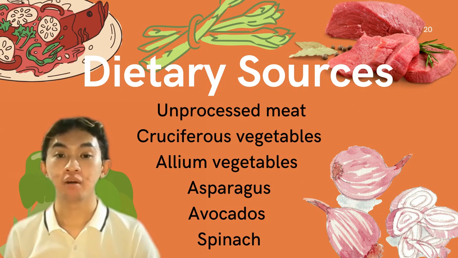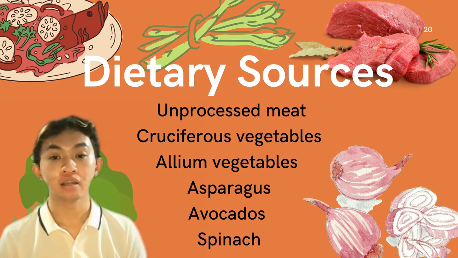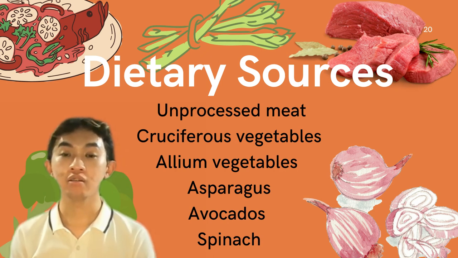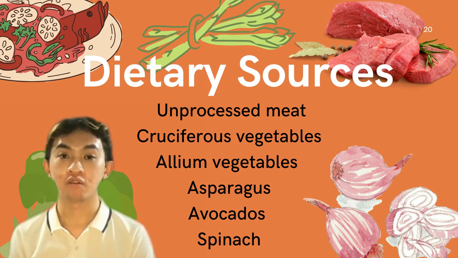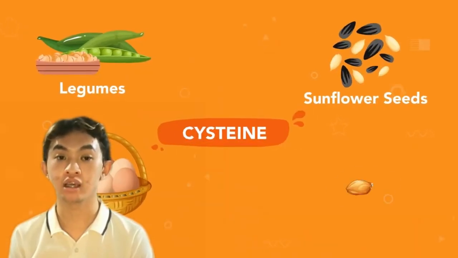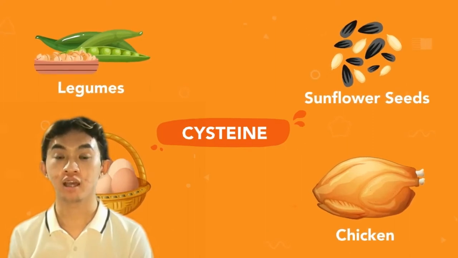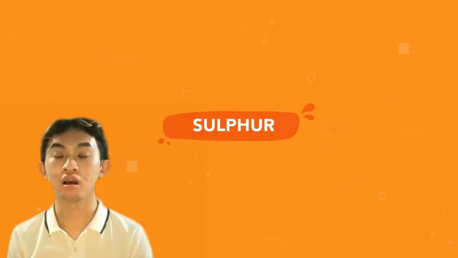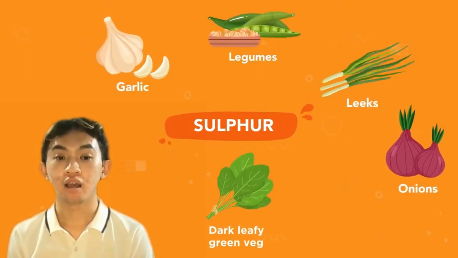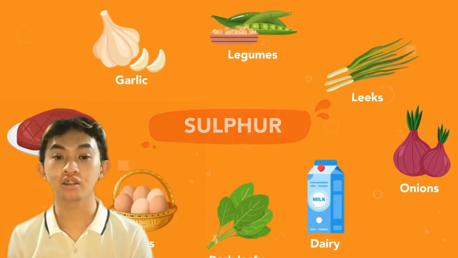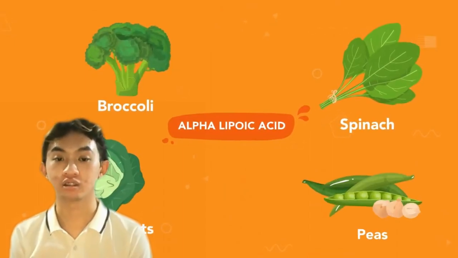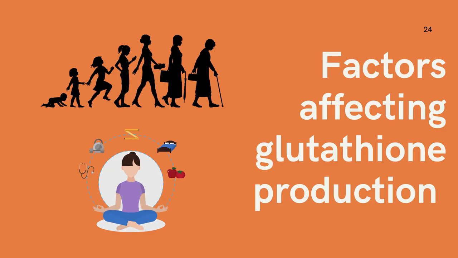It is supported by a number of human and animal studies discovering how eating sulfur-rich vegetables may reduce oxidative stress by increasing glutathione levels. Some of the foods high in sulfur are unprocessed meat like beef, fish, and poultry, cruciferous vegetables like broccoli, Brussels sprouts, cauliflower, kale, watercress, and mustard greens, and allium vegetables like garlic, shallots, and onions, asparagus, avocados, and spinach. Factors affecting glutathione production.